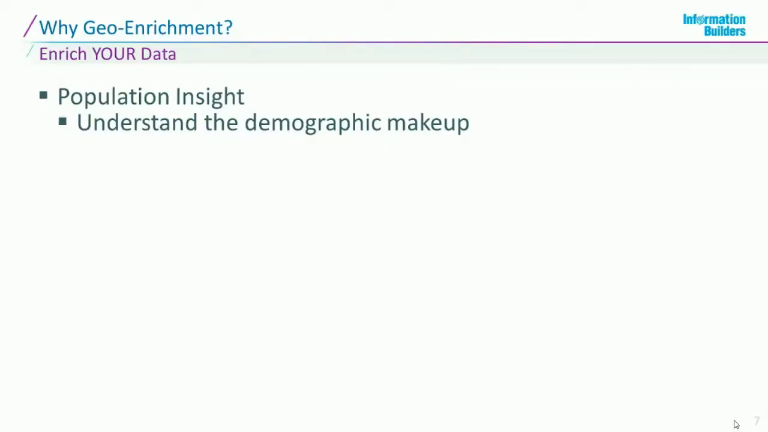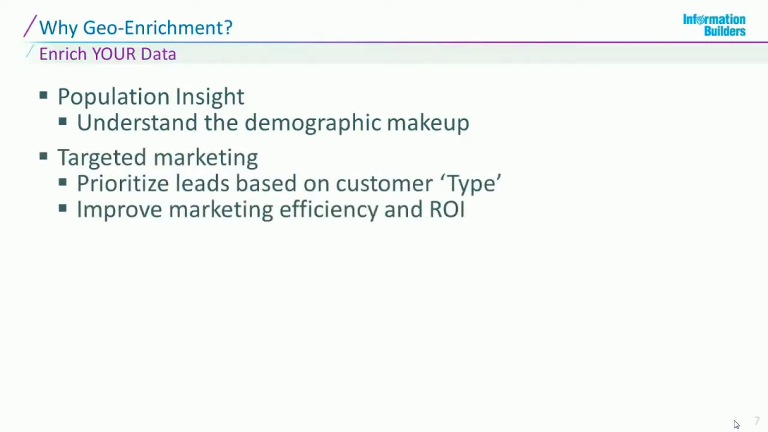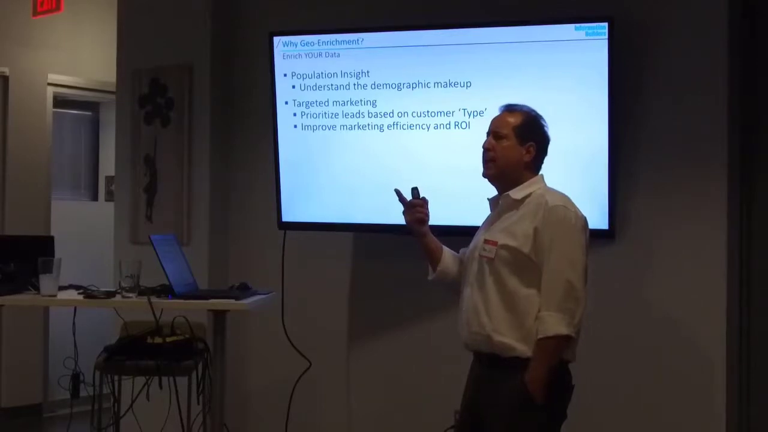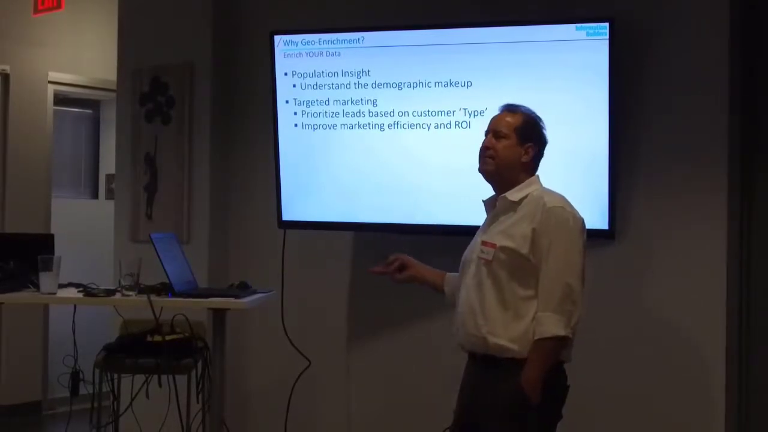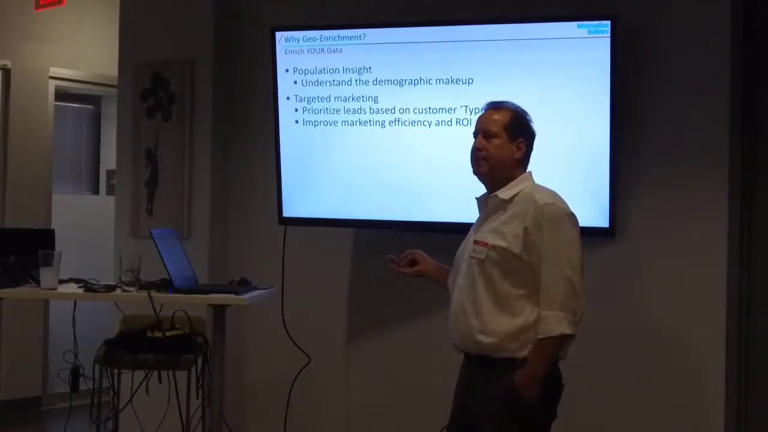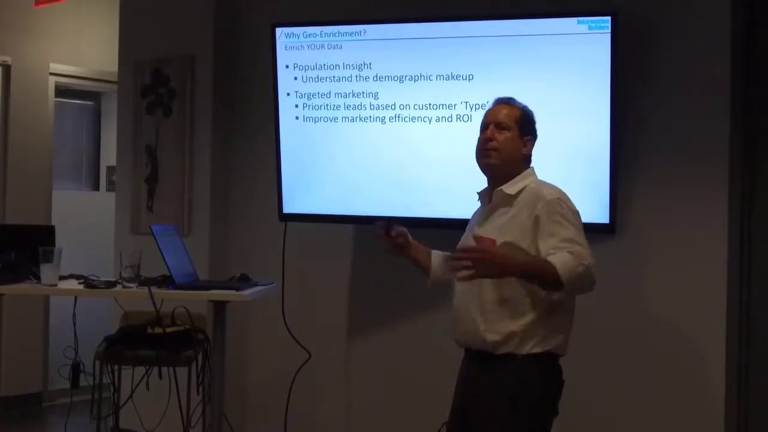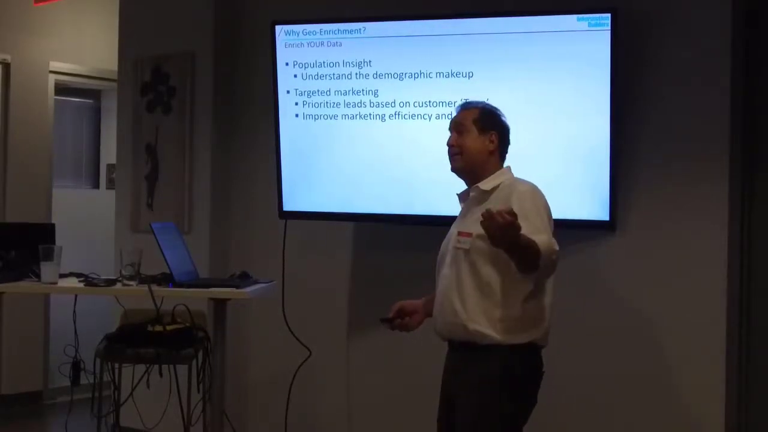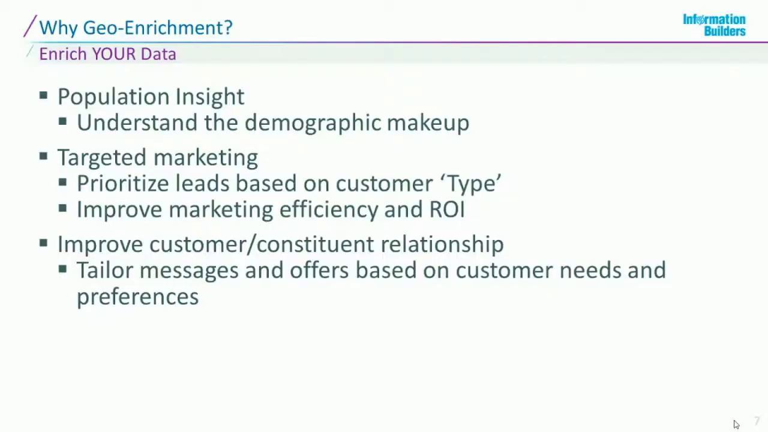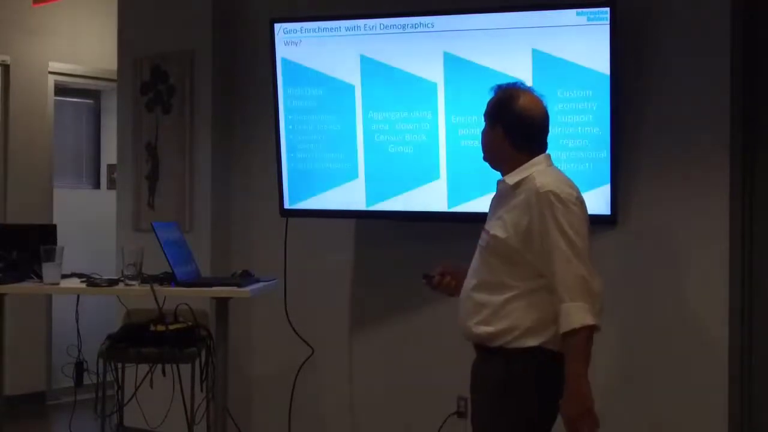For population insight, we want to understand the demographic makeup. For targeted marketing, maybe I want to prioritize leads based on a certain customer type. My ideal customer owns 2 dogs and is between the ages of 35 and 50 and has 2.3 kids and spends $100 a month on dog food, whatever it is, and likes to drink latte versus black coffee. I mean, you can find things like that out. Understand your customers better. Put together messaging that's based on their needs and preferences.